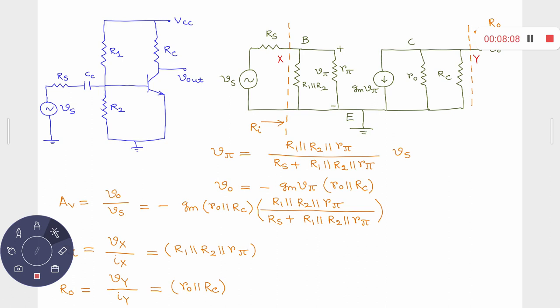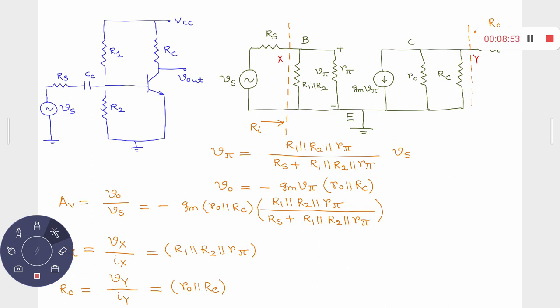Right. Then how do you find the expression for this Ri? This is basically the voltage between these terminals divided by the current. Suppose this voltage is Vx, and suppose this current being drawn is Ix. Now here, between these two terminals, you have two resistors connected in parallel: one is R1 parallel R2, and the second one is R pi. Therefore, this resistance Ri, as perceived by the signal source, which is the input resistance of the amplifier, is given by R1 parallel R2 parallel R pi.